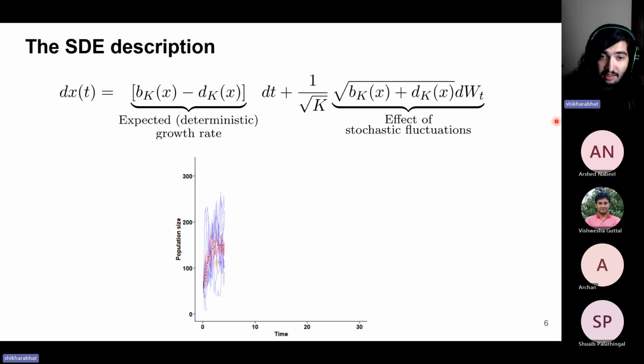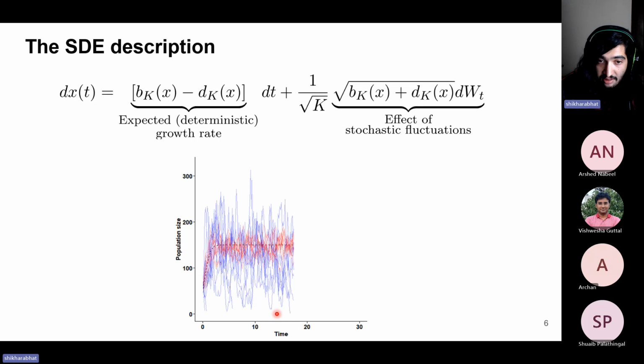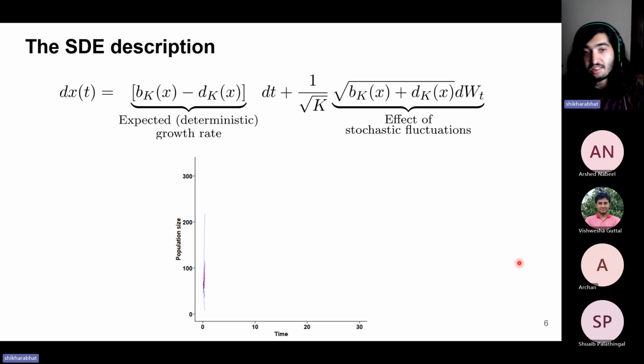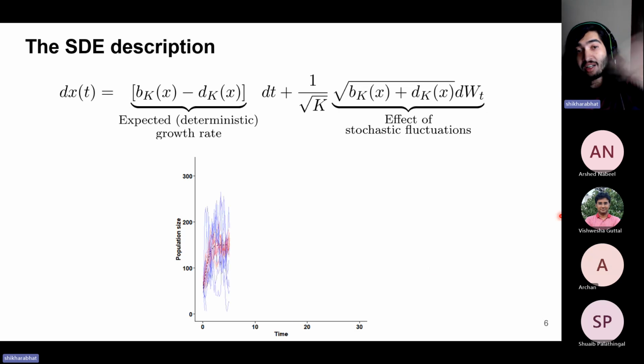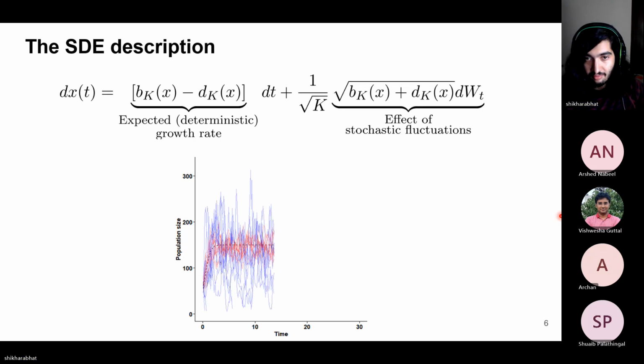And you can maybe see that I've simulated multiple realizations here, and the blue realizations hit 0 quite often. So here's another one, here's another one. And so these blue populations tend to go extinct just because of stochastic fluctuations, even though red and blue have the same growth rate. This is all well and good.